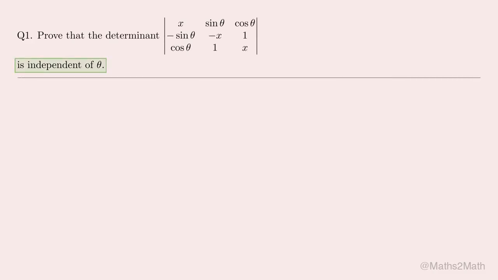Question 1. We must prove that this determinant, whose entries mix x with sines and cosines of theta, does not actually depend on theta at all. The plan is direct. Expand fully and watch every theta term cancel.